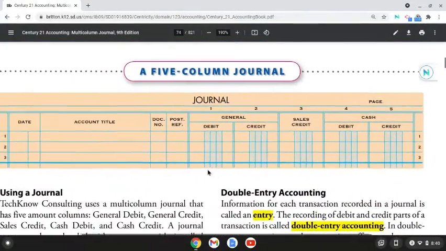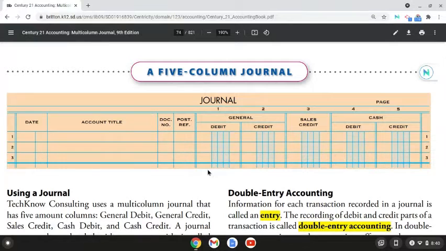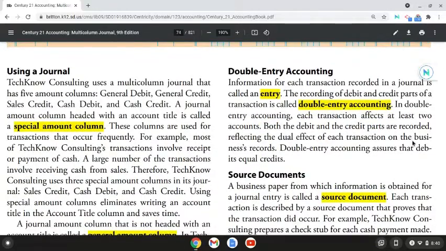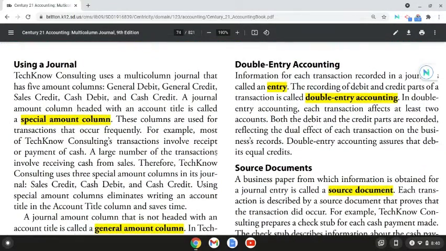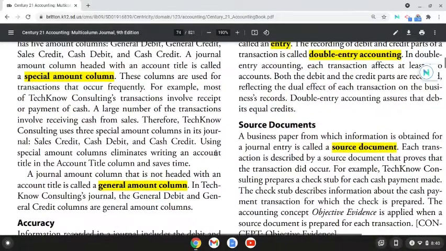All right, next we'll be talking about a 5-column journal. So the 5-column part comes from the general debit and credit columns, the sales credit column, and the cash debit and credit columns. A special amount column is a journal amount column headed with an account title. A general amount column is a journal amount column that is not headed with an account title.